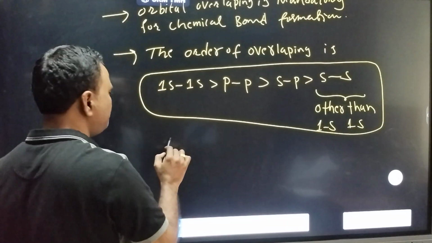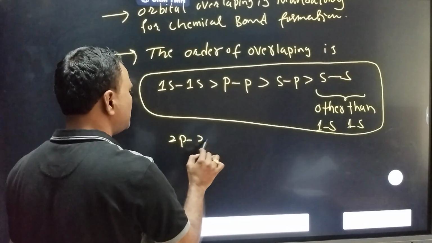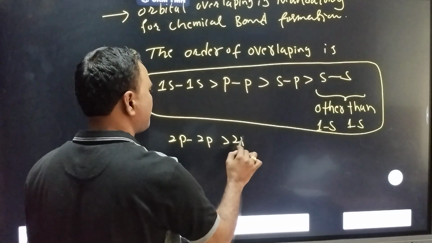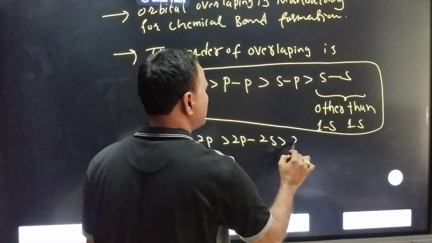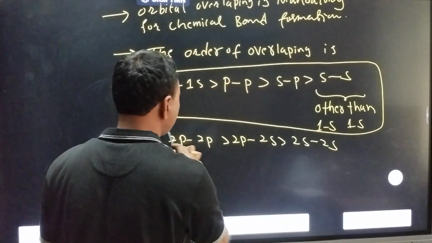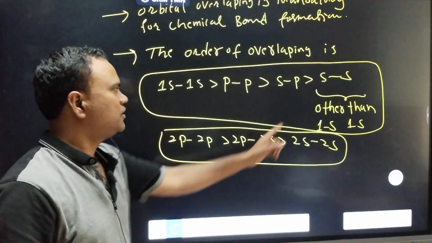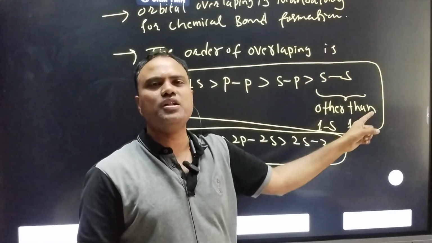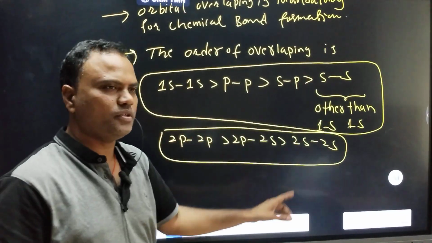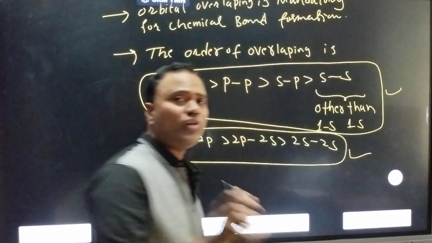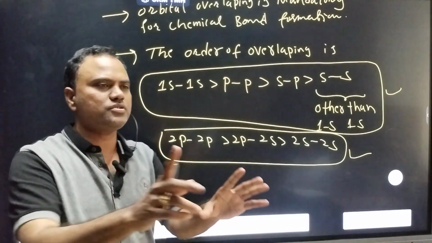Can I write like this? 2p, 2p greater than 2p, 2s greater than 2s, 2s. Is it correct or wrong? Correct only. Here, other S orbitals will come other than 1s1s. This is correct. But when 1s1s is given, you have to keep it first.